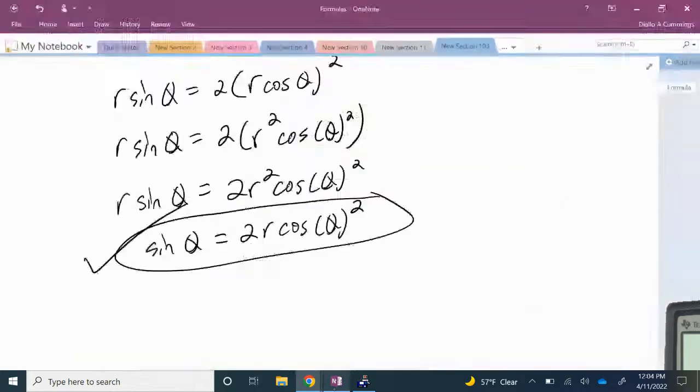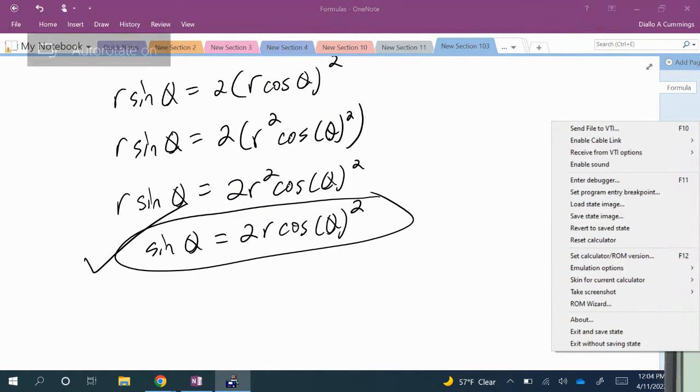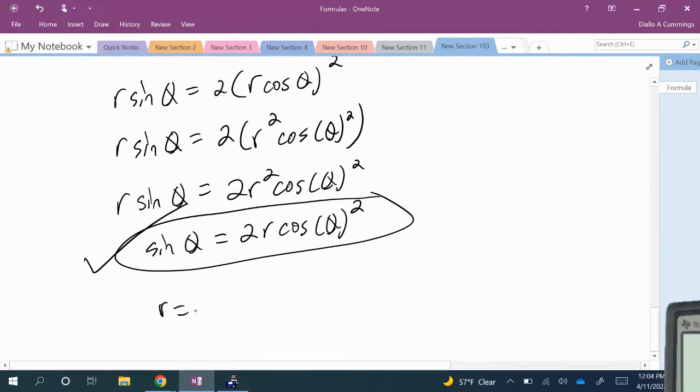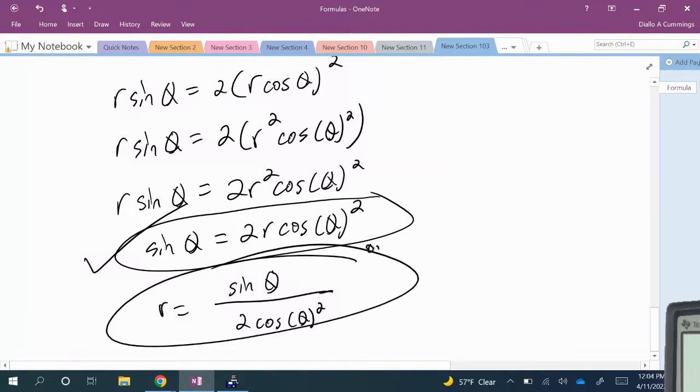But if you wanted to go further, you can write this as r is equal to the sine of theta divided by 2 cosine theta squared. Or you can just divide both sides by 2 cosine theta squared. But this should be the way it should be answered.